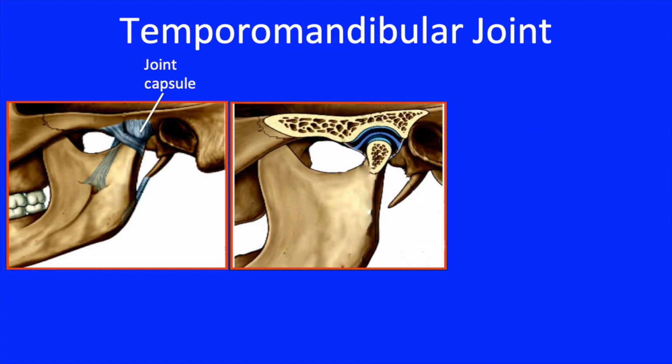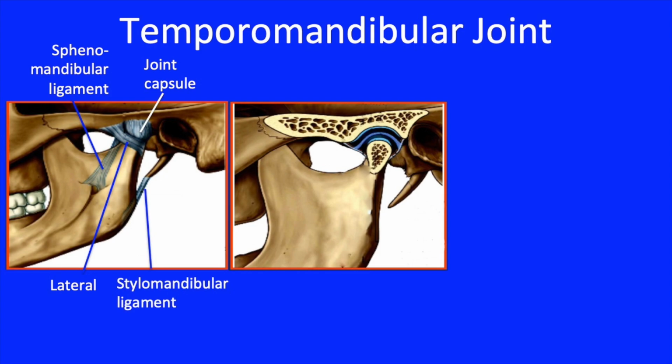Ligaments help keep the condyloid process within the joint capsule and help to stabilize the joint. These ligaments include the lateral, sphenomandibular, and stylomandibular. Let's now focus on the right-hand side of the image where the joint capsule has been cut open. Unlike most other synovial joints, where the articular surfaces of the bones are covered by a layer of hyaline cartilage, those of the TMJ are protected by fibrocartilage.